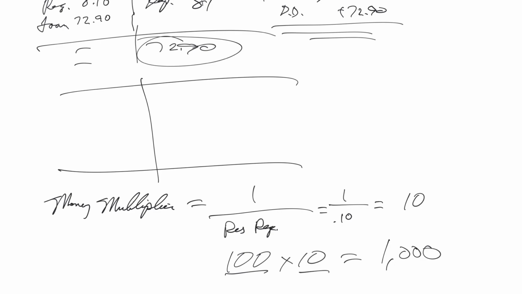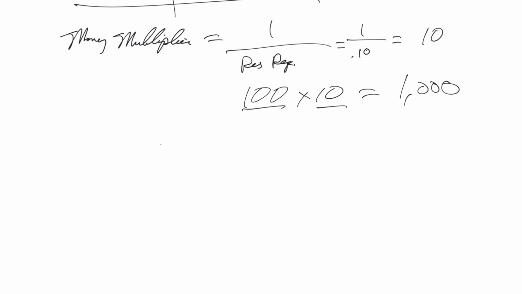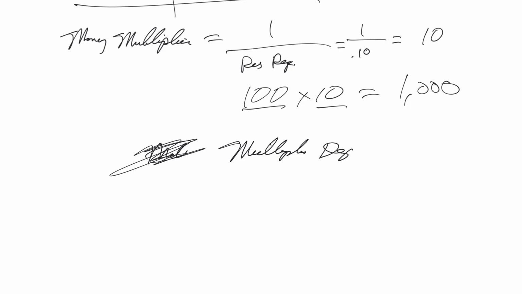This process is called multiple deposit creation. Through this multiple deposit creation, these multiple rounds, the money supply goes from 100 to 1,000.